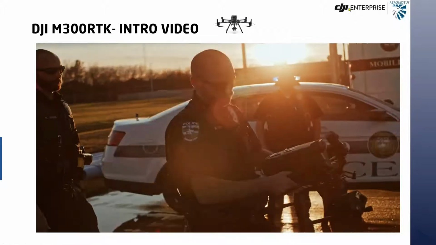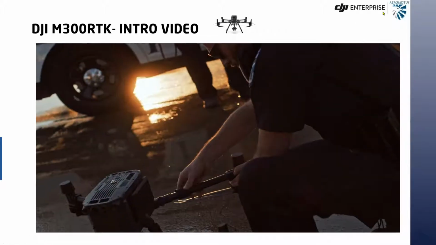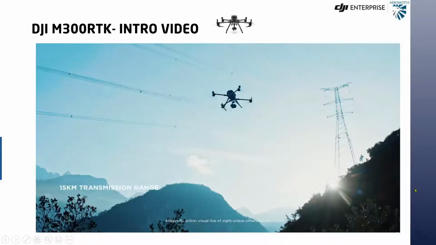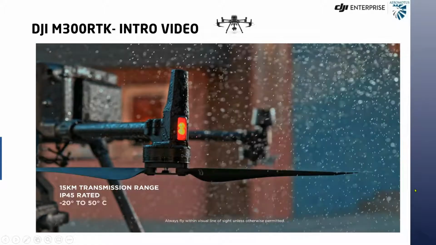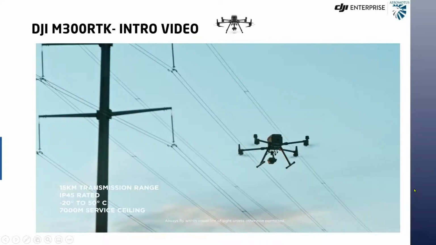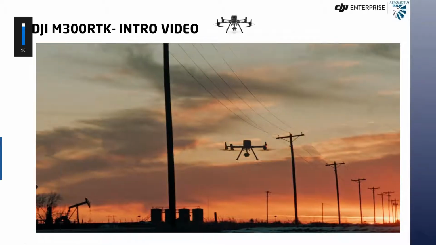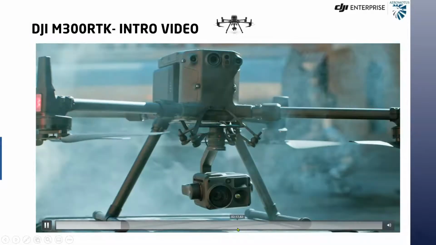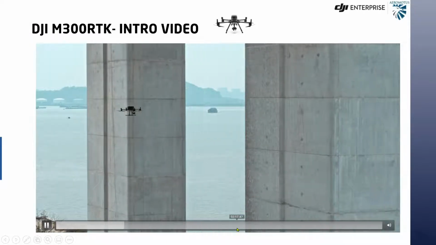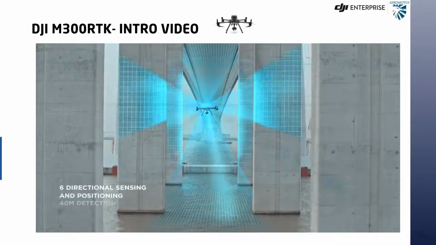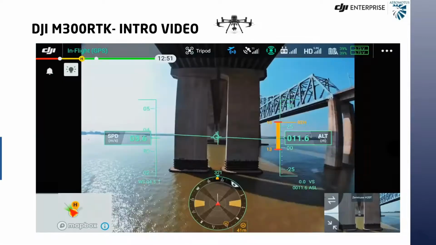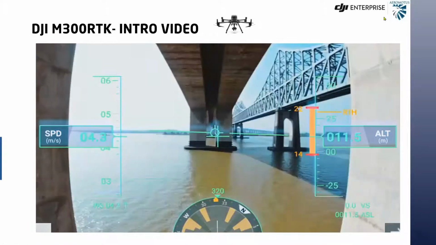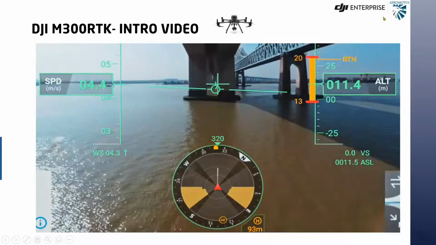The Matrice 300RTK boasts a 55-minute flight time, 15-kilometer transmission range, improved reliability, superior flight performance, and powerful intelligent functions. For the first time ever, dual vision and TOF sensors appear on all 6 sides of the aircraft, providing the Matrice 300RTK with the ultimate positioning and obstacle avoidance capabilities. Flight, navigation, and obstacle data are presented in the new primary flight display. This provides unprecedented situational awareness.